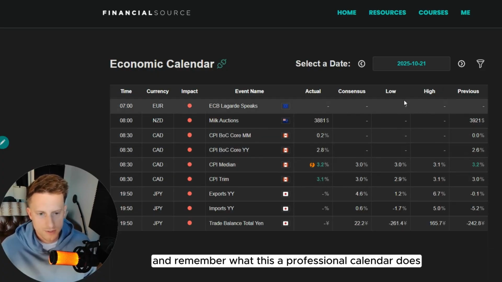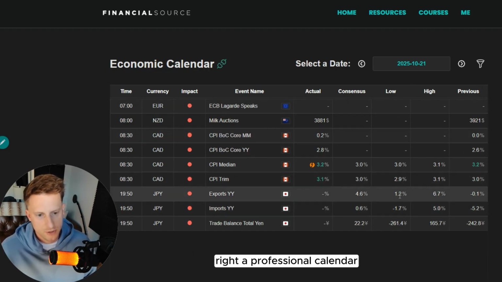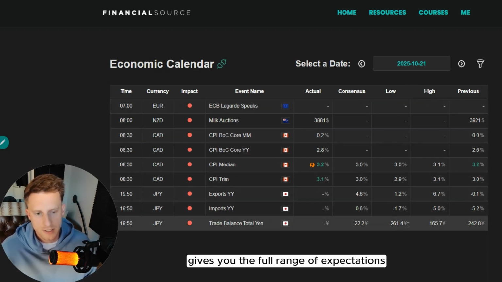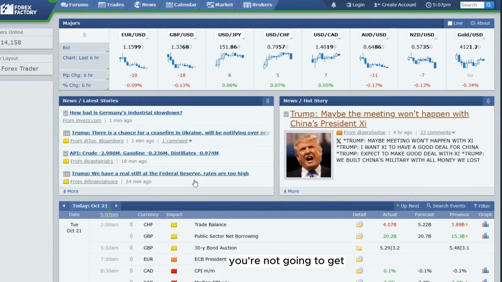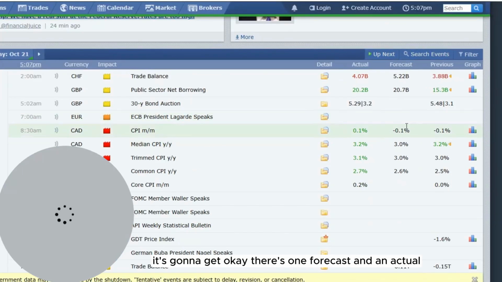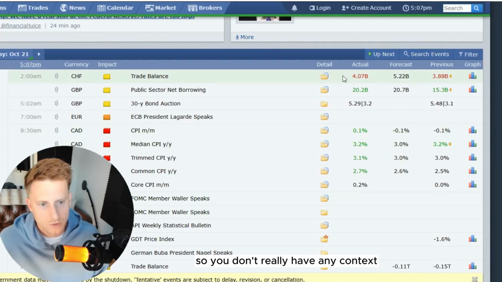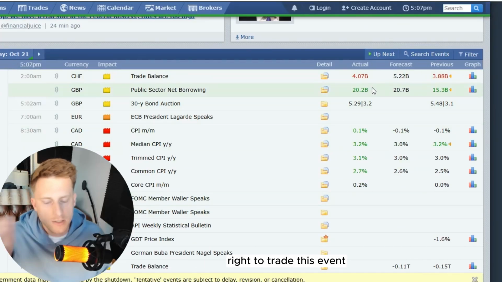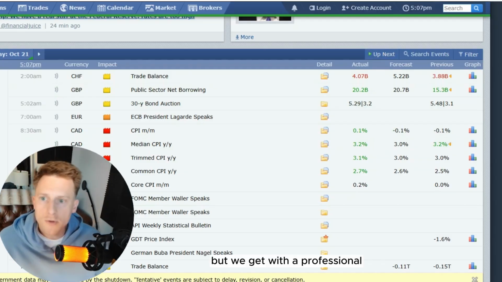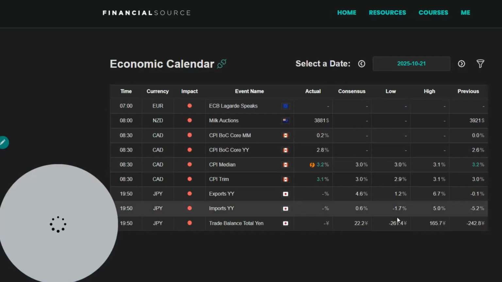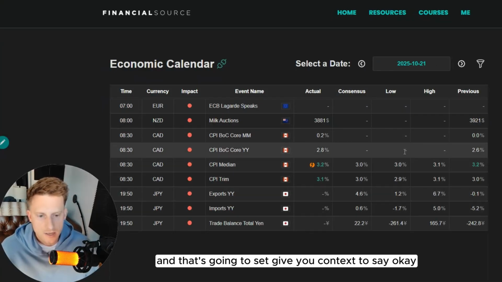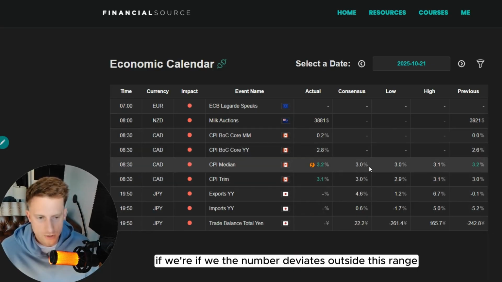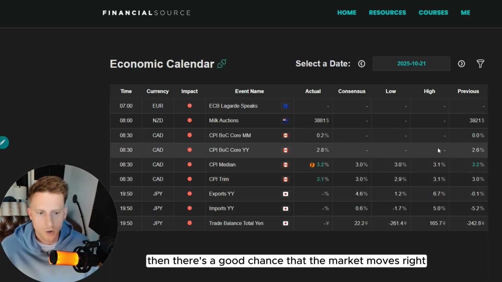And remember what a professional calendar does, right? A professional calendar gives you the full range of expectations. So if you just go over to Forex Factory, for example, you're just going to get, okay, there's one forecast and an actual. So you don't really have any context to trade this event. But what you get with a professional calendar is the full range. And that's going to give you context to say, okay, if the number deviates outside this range, then there's a good chance that the market moves, right?